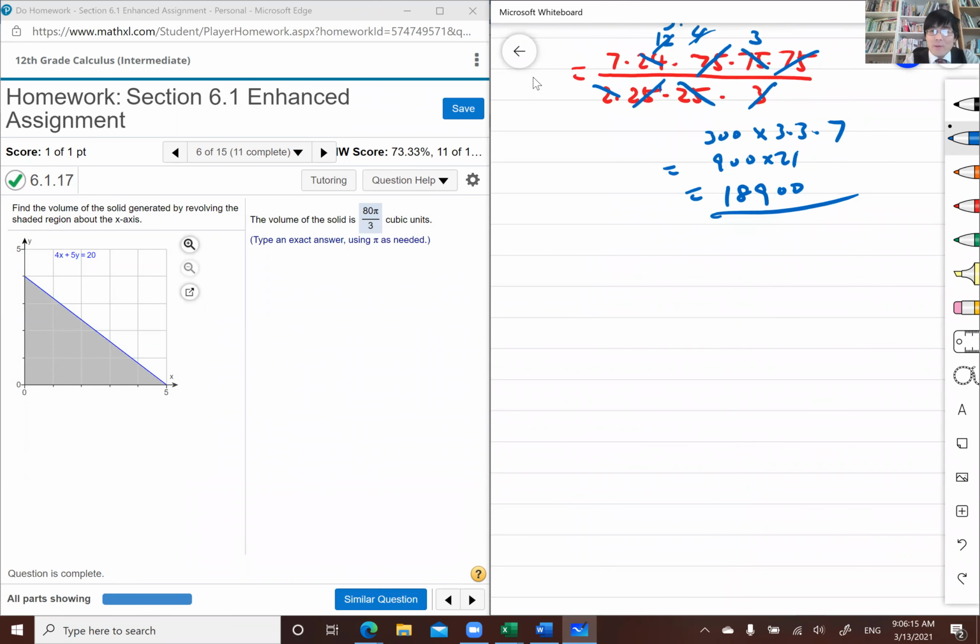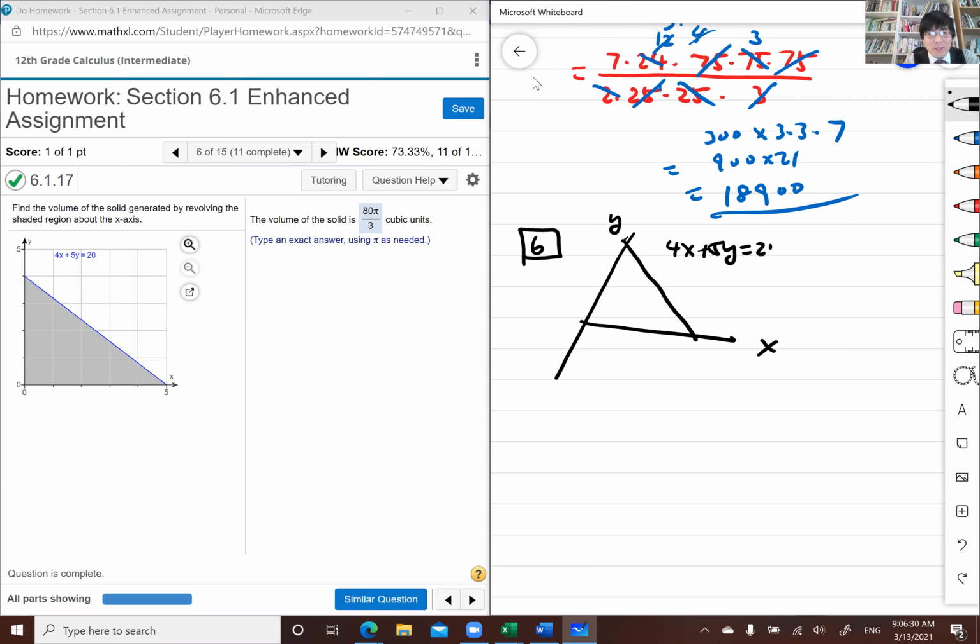Okay, now we come to the revolution problem. So now we have X and Y. The line here is 4X plus 5Y is equal to 20. Find the volume of the solid generated by revolving the shaded region about the X-axis. So this direction, okay? So we are interested in the cross sections. Pick any point on the X-axis, so this red line is gonna be perpendicular to the axis of revolution.